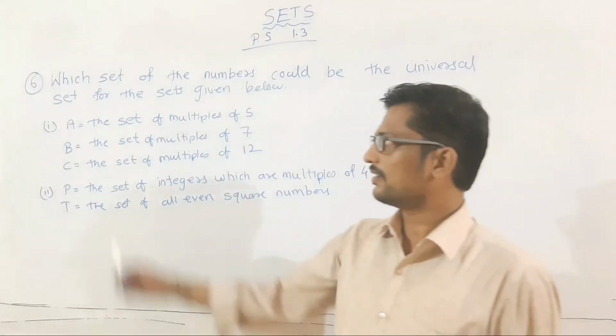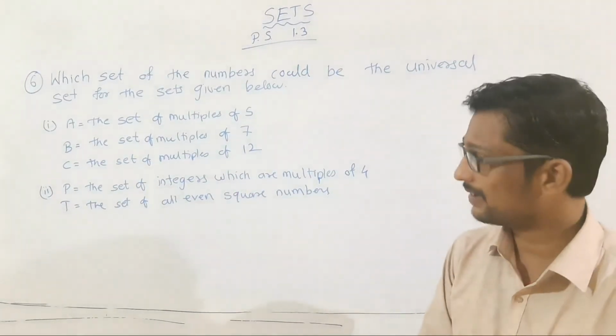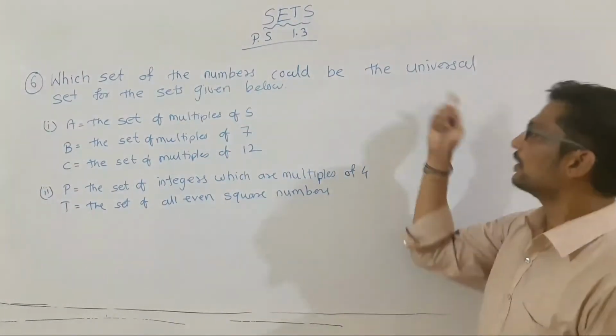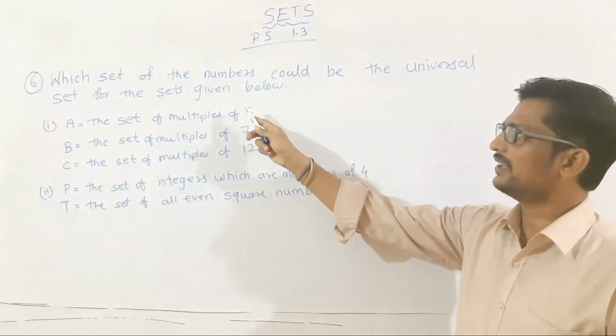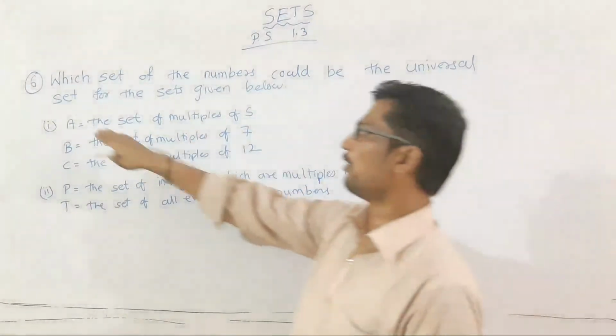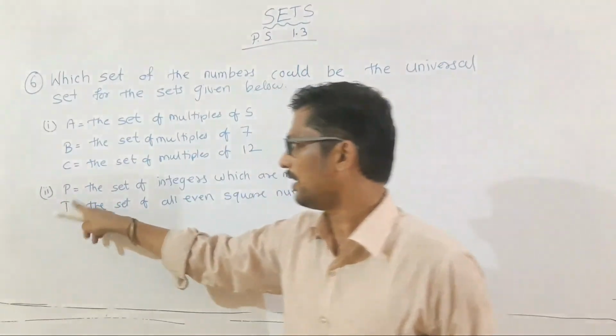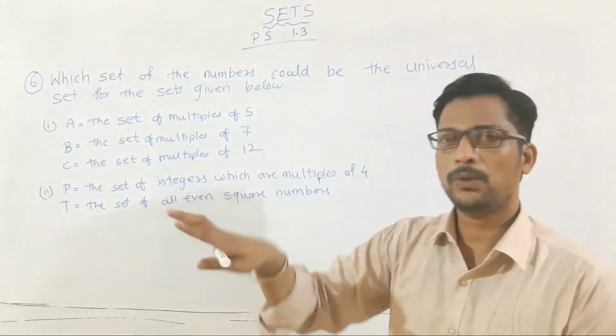Well, students, let us consider the last example, example number 6. Now, which set of numbers could be the universal set for the sets given below? That means they have given me a set of 3 sets, and I have to choose a universal set.